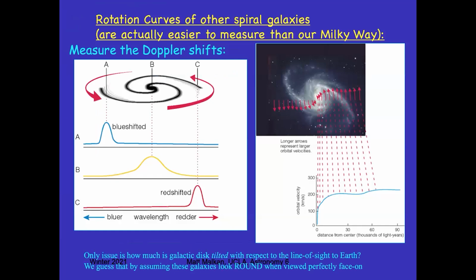So this is not the Milky Way, but it's another example here. You measure the orbital speeds of gas further and further out in this beautiful spiral galaxy here, and they never go down.